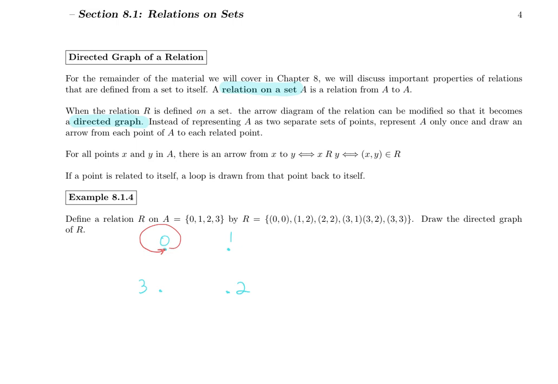From there, we see that 1 is related to 2. 2 is related to itself. 3 is related to 1. 3 is related to 2. And 3 is related to itself. So that is our directed graph. That's all we have to do.